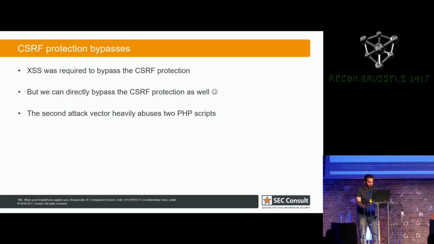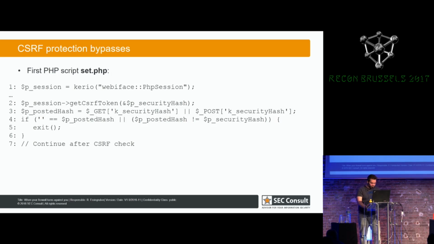So the second attack vector is using two PHP scripts. This is the first PHP script. Basically, with the first script you can set the data, and with the second PHP script you can do some stuff with this data. And this is a really funny flaw here. So basically there are two flaws in this code. I will give you a quick time to read this code.